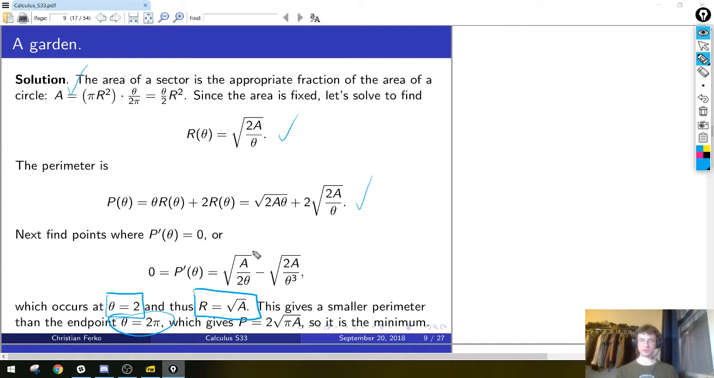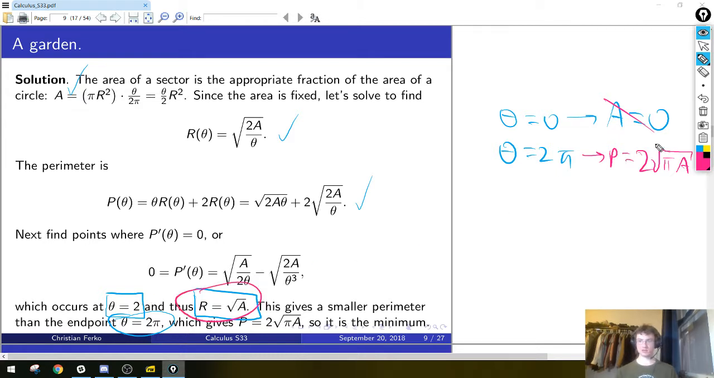As you said, you thought maybe it would occur at theta equals 0, or the other endpoint is theta equals 2 pi. Theta equals 0 actually doesn't work, because then the area is necessarily going to be 0. That doesn't satisfy the constraint that the area is fixed, so that endpoint is ruled out. The other one, theta equals 2 pi, gives the perimeter, by the ordinary pi r squared formula, of 2 square root of pi a, which is bigger, right? Because 2 root pi is bigger than 1. So we know that we've actually found a minimum, because that thing is bigger.